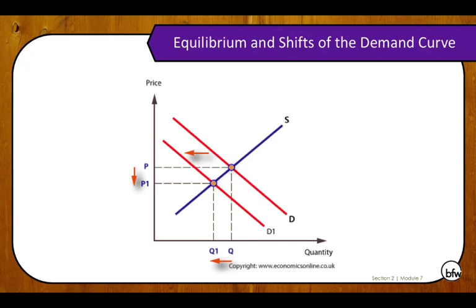This is a leftward shift of the demand curve. At the original price of P, there is now a surplus of automobiles. When there is a surplus, the price must fall. The equilibrium quantity moves downward along the stationary supply curve to the intersection of supply and the new demand curve that has shifted.